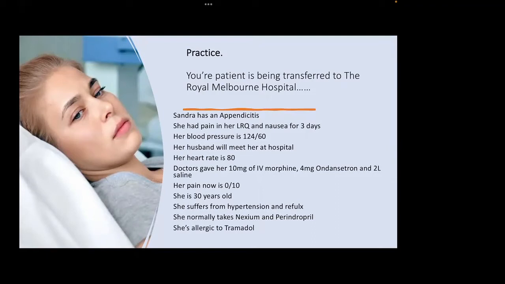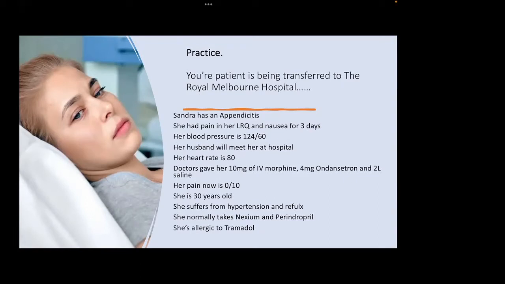So Sandra has appendicitis. She has pain in her lower right quadrant, and she's had nausea for 3 days. Her blood pressure is 124/60, and her husband will meet her at hospital. The heart rate is 80. The doctors gave her 10 milligrams of IV morphine, 4 milligrams of ondansetron and a 2-litre bolus of saline.